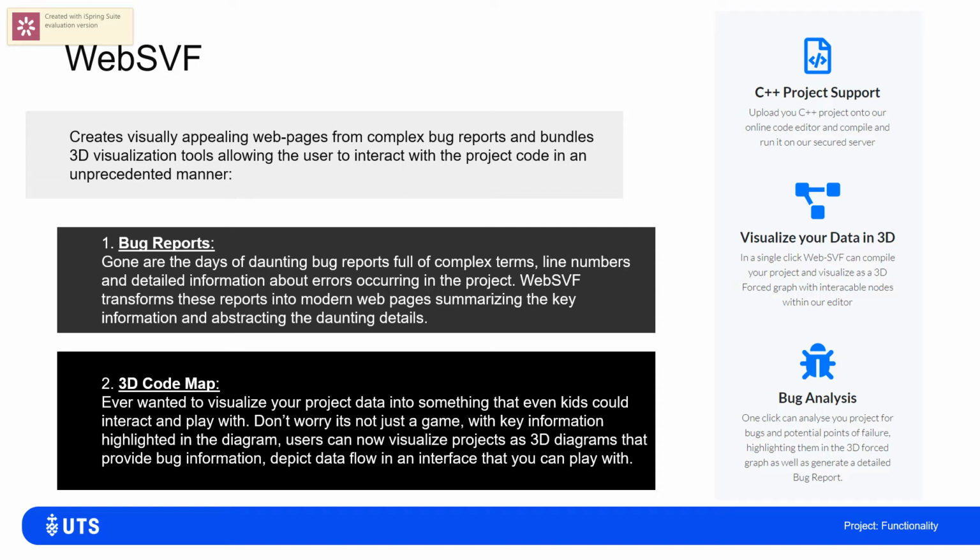First, through a bug report, which takes the command line bug analysis information given by SVF and transforms it into a modern website-like bug report. Second, through a 3D force graph, which allows users to visualize the entire project as a code map, highlighting the files by color coding them based on the errors that exist within them. A user can also find out the flow of information across any single file by clicking on it.